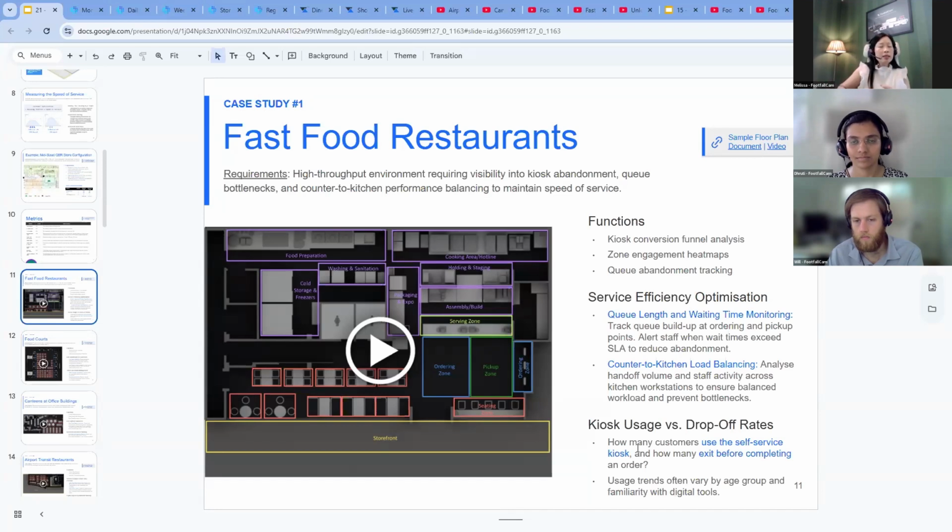So for example, things like this. And you might see maybe the older customers are not so good with mobile app ordering or kiosk ordering, and they will use the traditional counter service. So these are the types of insights you can uncover for a fast food restaurant. That's the true value of our solution. It's not one size fits all. It adapts to your real world layout.